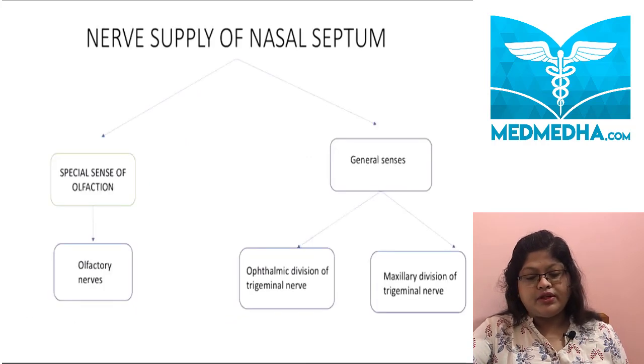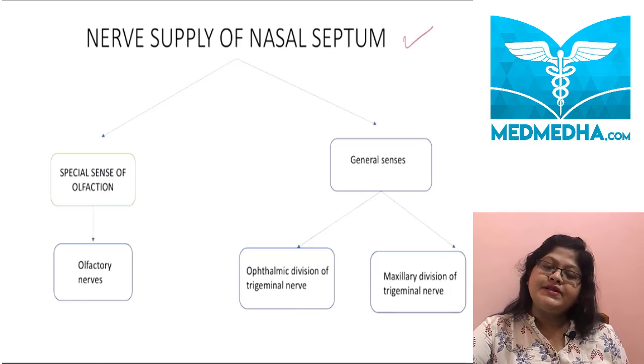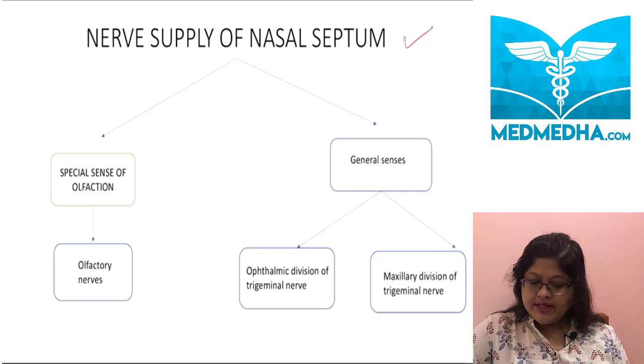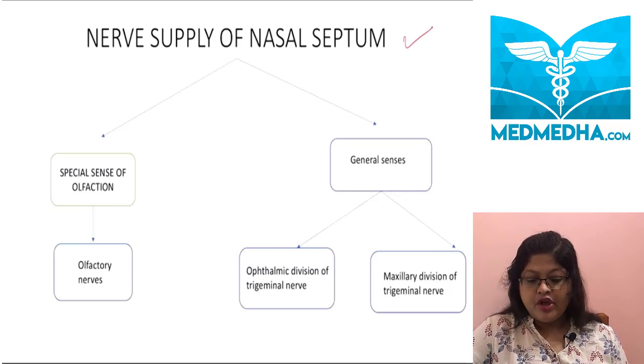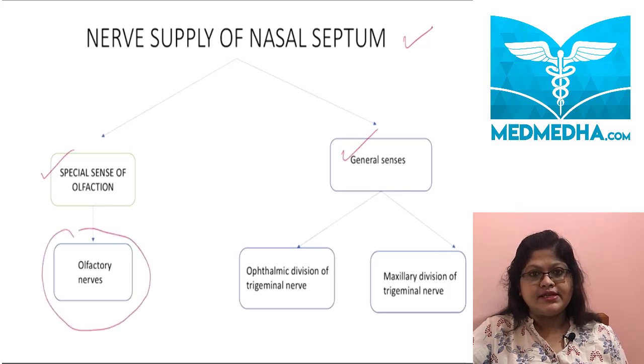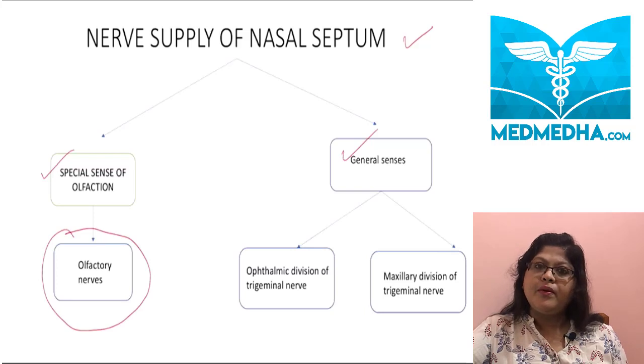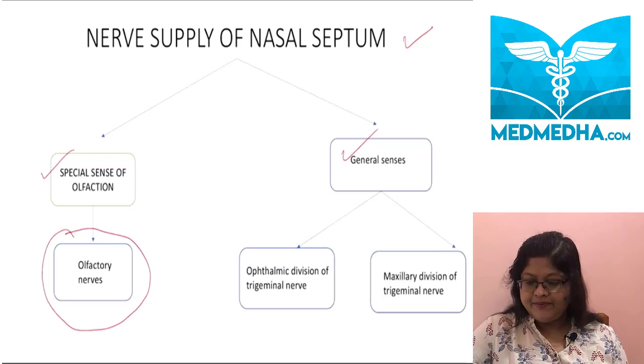So now we come to the nerve supply of nasal septum. The nerve supply of nasal septum can be divided grossly into special sense of olfaction and general senses. For the special sense of olfaction, it is the olfactory nerves which are carrying the sensations, and these are directly going through the cribriform plate of the ethmoid to the cranial cavity.